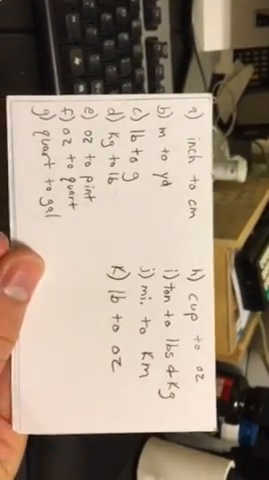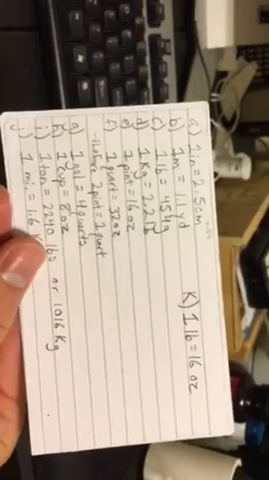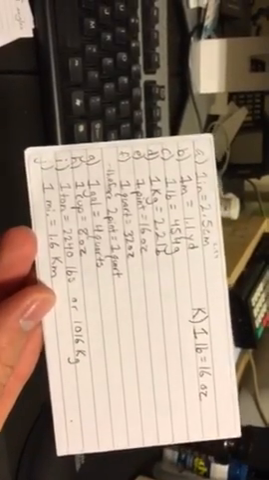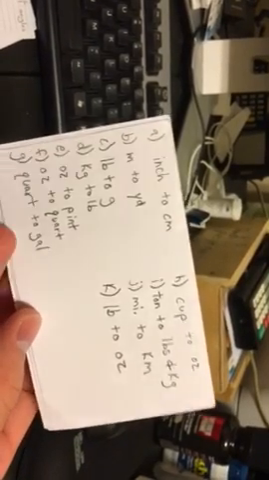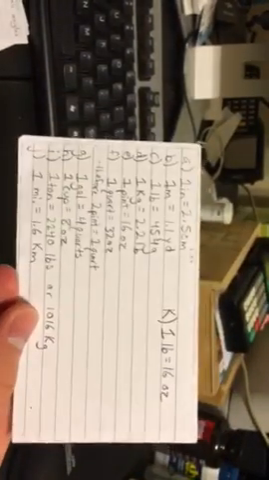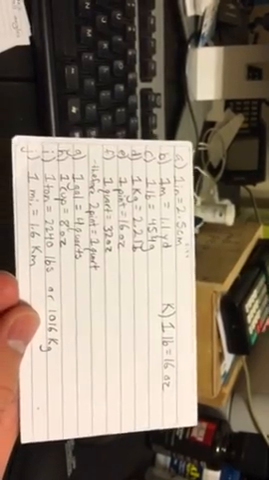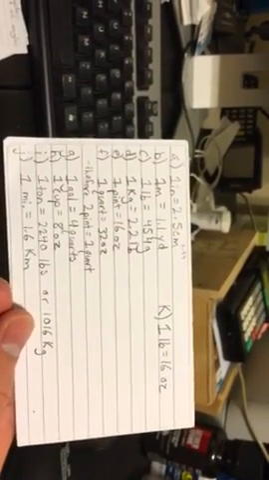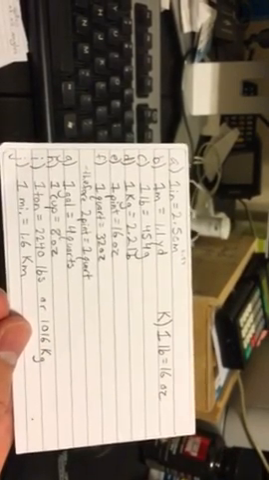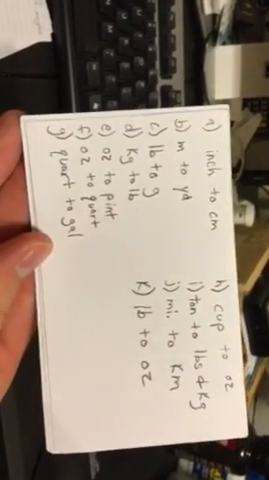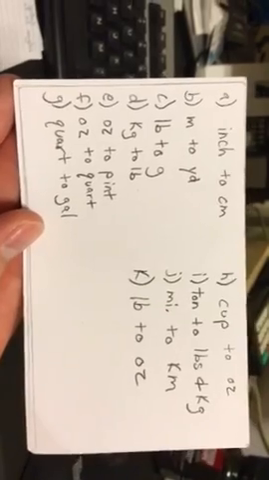All right, quart to gallons. There are 4 quarts in a gallon, and cups to ounces. How many ounces are in a cup? There's 8. And then there's how many tons to pounds and kg. So 1 ton is equal to 2,240 pounds, and then 1 ton is also equal to 1,016 kilograms.